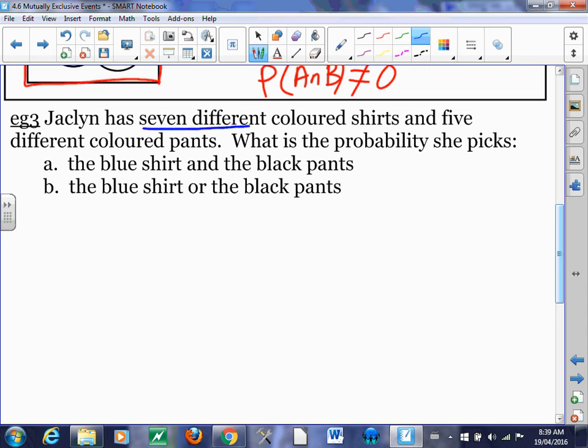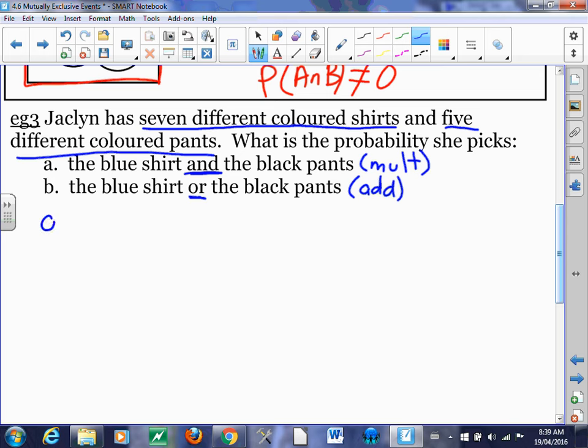So 7 different colored shirts and 5 different colored pants. What is the probability she picks A, a blue shirt and a black pant, or B, a blue shirt or a black pants? Okay, so there's an and and there's an or. So we're going to explain the 2 different situations. And means to do what with your options? You're going to need to multiply. Or means to add. And you're going to find that's a common theme throughout this course, ladies and gentlemen.